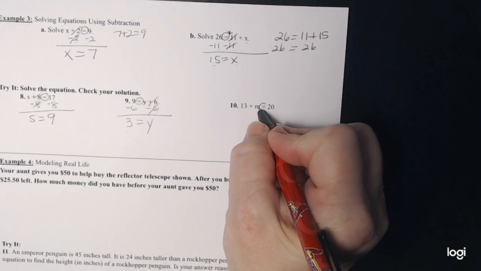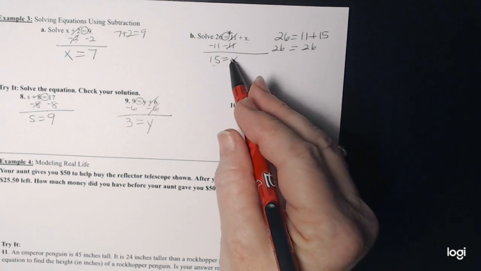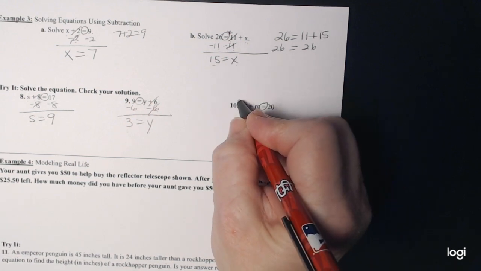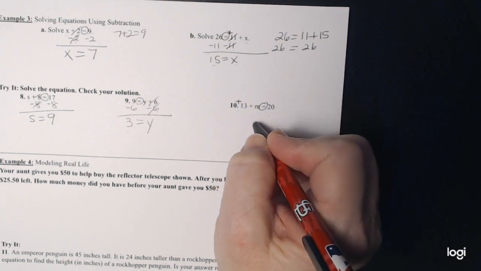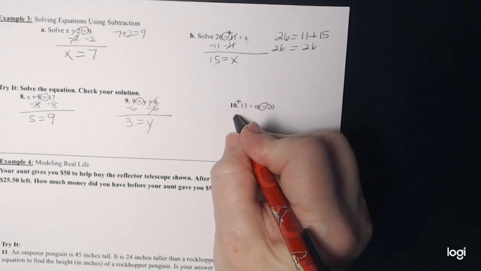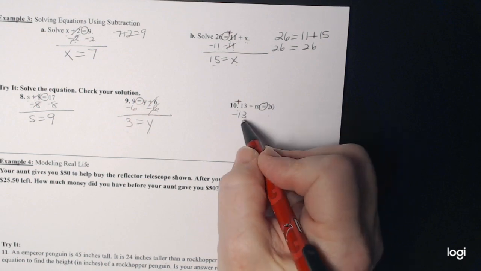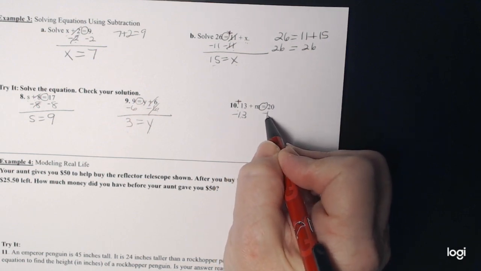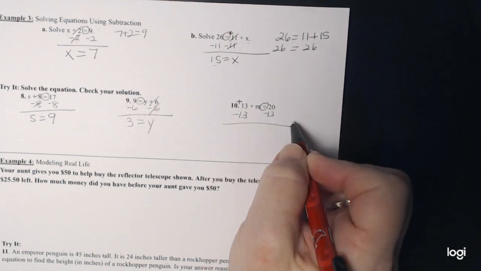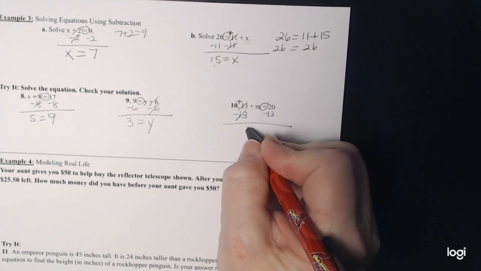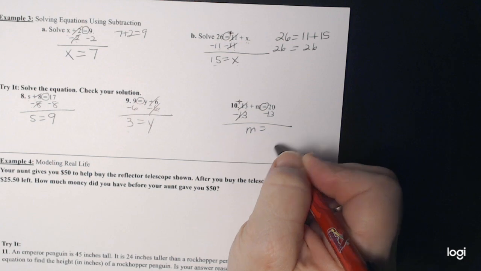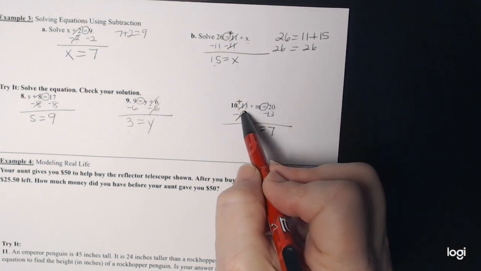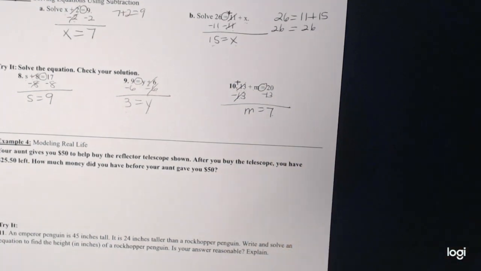Okay, let's circle the balance one more. Oh, this is another one like up here. There's nothing in front of the 13. If there's nothing there, I know that that's a positive 13. So the inverse of a positive 13 would be to subtract it. Whatever I do on this side, I have to come on this side and do it over here. These cancel, leaving m. And 20 minus 13 is 7. Let's check. 13 plus 7, that does equal 20.